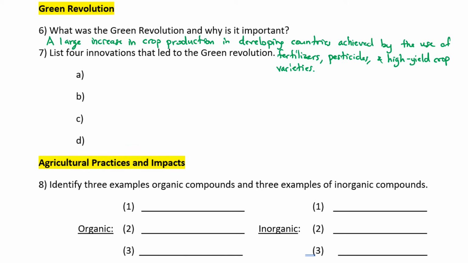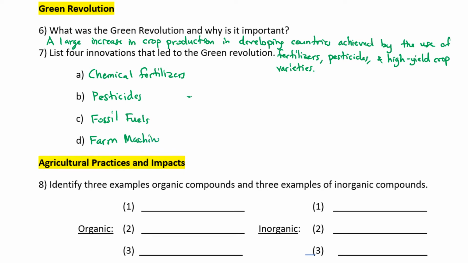List 4 innovations that led to the Green Revolution. We had chemical fertilizers, pesticides, fossil fuels to run the machines, farm machinery.